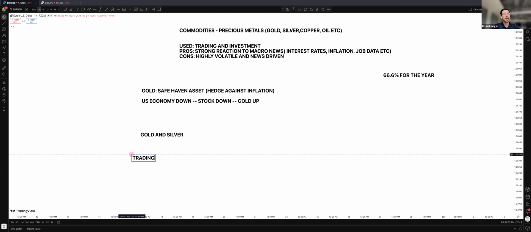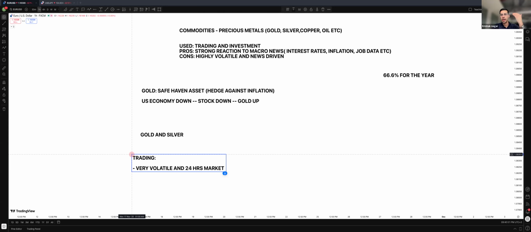For trading, on the other hand, it is very volatile and a 24-hour market. Commodity markets are a 24-hour market when we talk about trading. It is open round the clock. It's only shut for 2 hours, from 4 p.m. Eastern to 6 p.m. Eastern. That's the only time it's shut for the 2 hours.